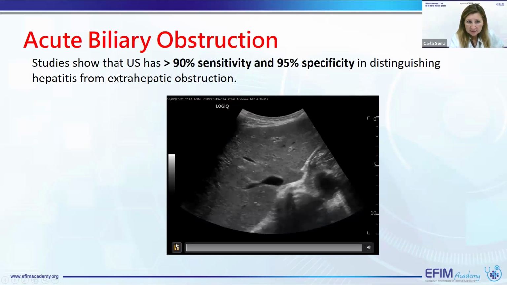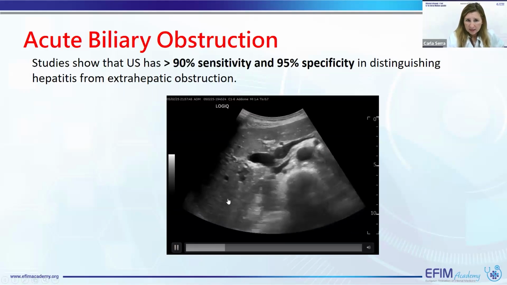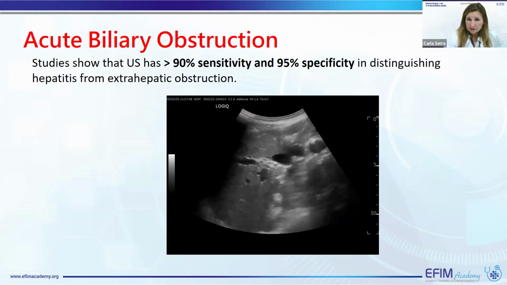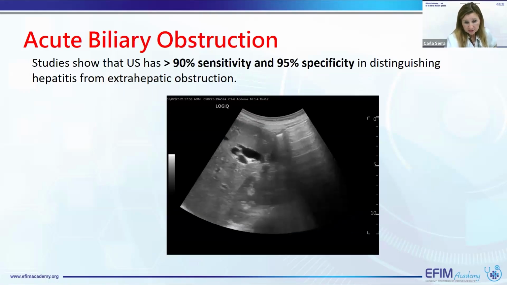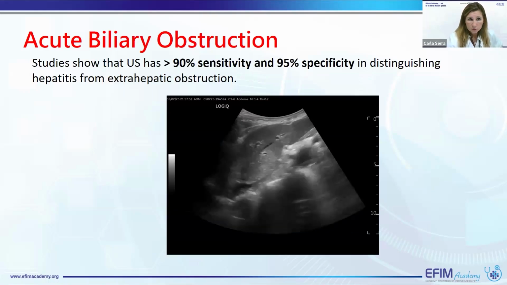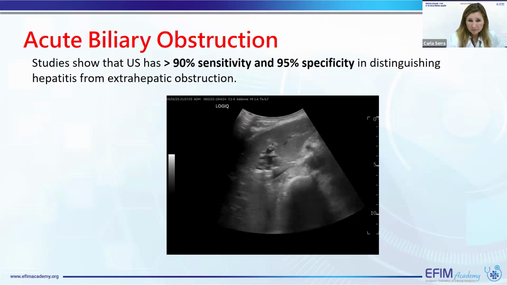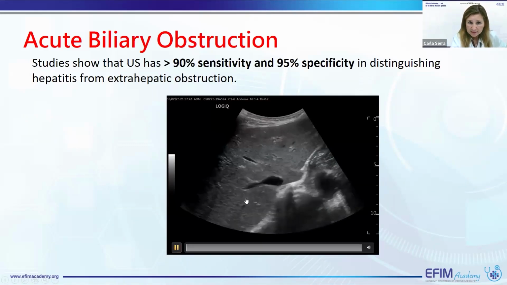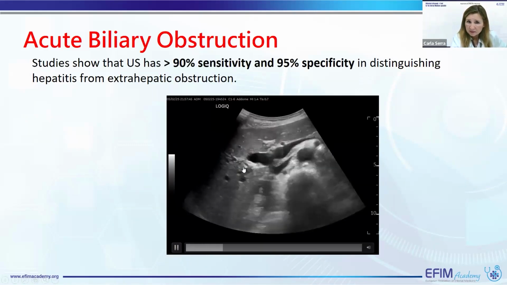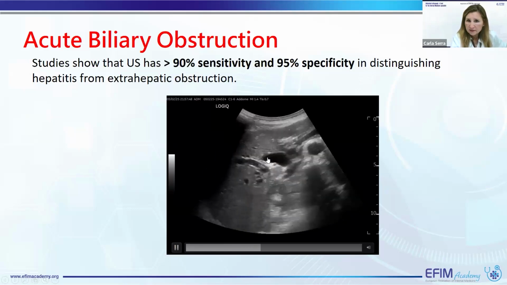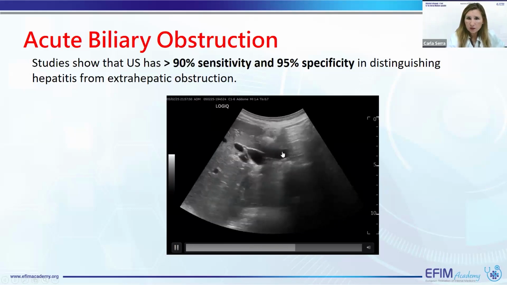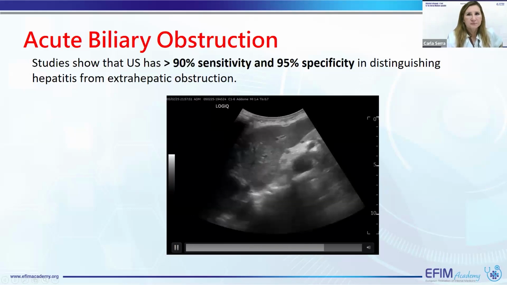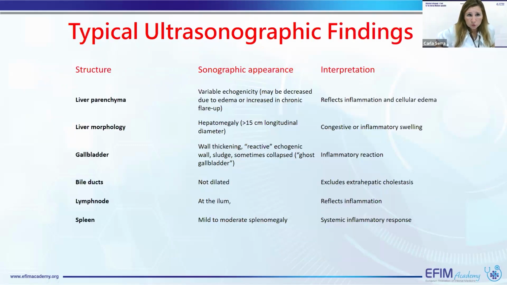And you know that ultrasound has high sensitivity and high specificity to distinguish hepatitis from extrahepatic occlusion. And you can see a clear case of a huge dilatation of the biliary duct. So now we move to what ultrasound can give you in terms of typical ultrasonographic findings.